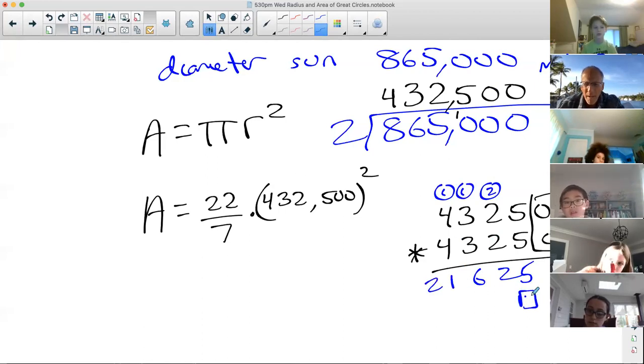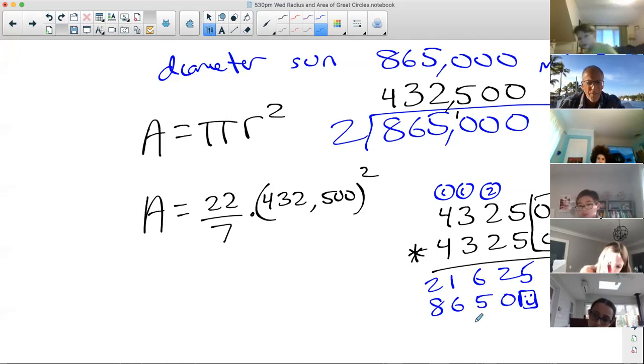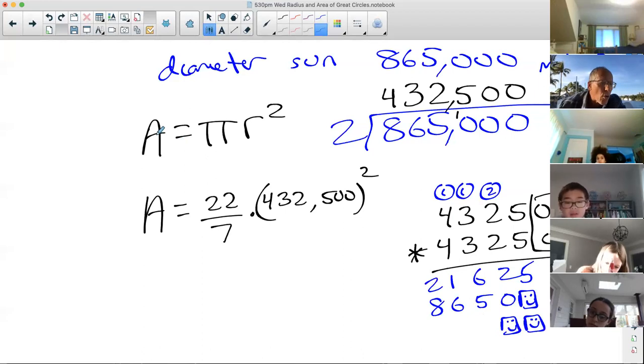Placeholder. 2 times this number, well, can I just double it? 8,650. 8,600, whoops. 8,650. Now I need 2 placeholders, everybody. Are you all paying attention? Ask a question if you've got one.